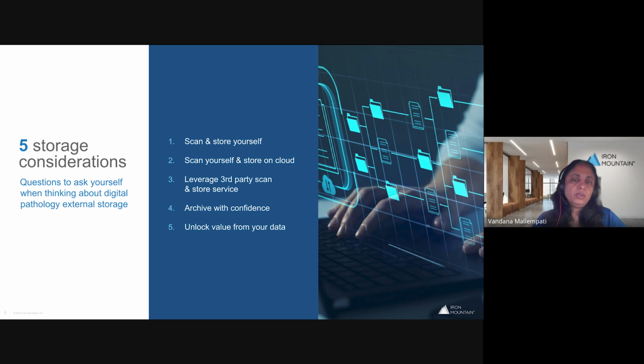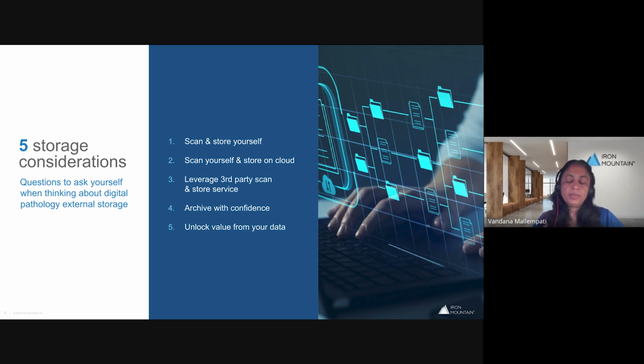So when you look at the number of slides, or when you're looking at a significant number of slides per accession, this digital storage requirement can easily grow to 100 gig of storage per accession. The ability to store and manage that storage volume is significant in hospitals and academics.